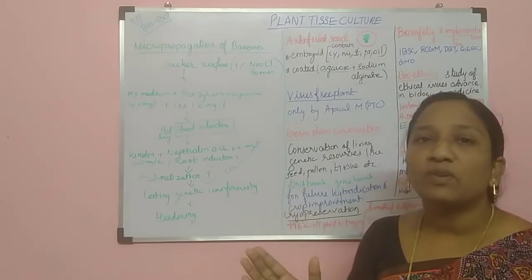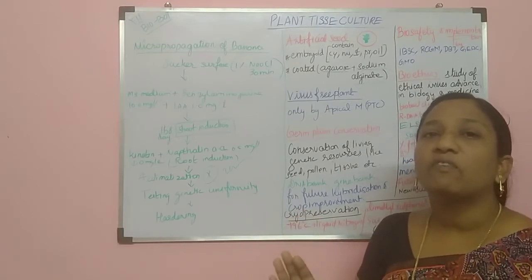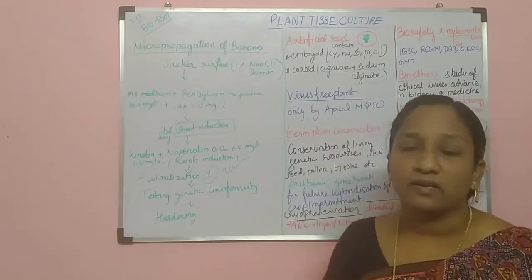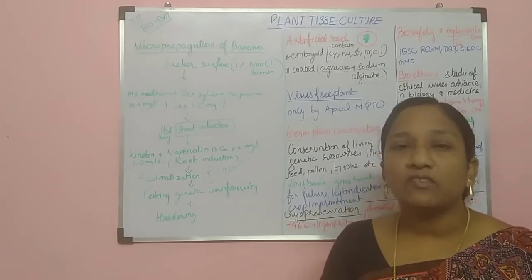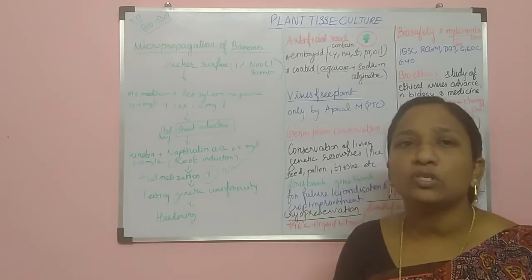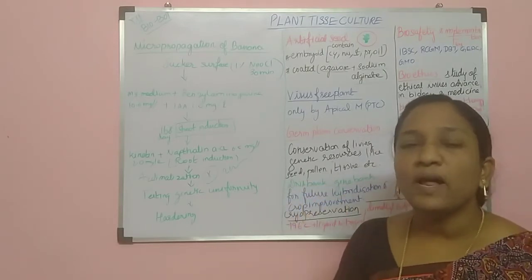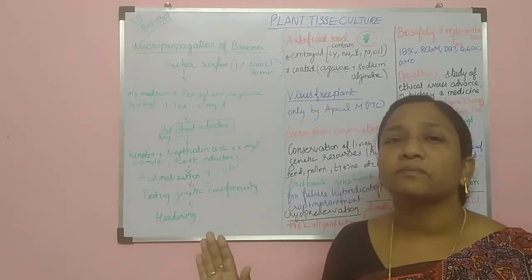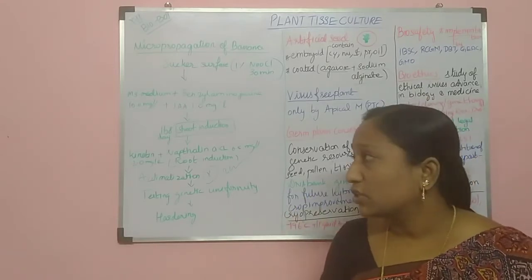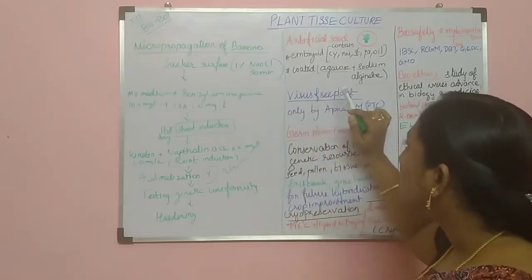So that plant will grow as a virus free plant. The apical tissues will undergo sterilization. All those things are common. If you want to do plant tissue culture, everything should be checked in the correct way before going for the culture. Okay, so this is about the virus free plant.